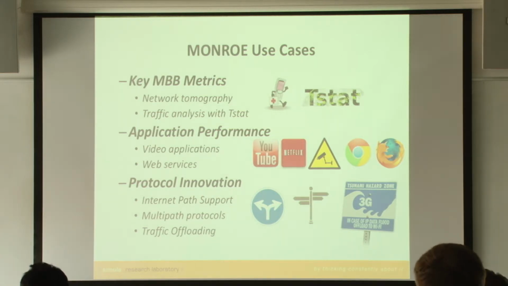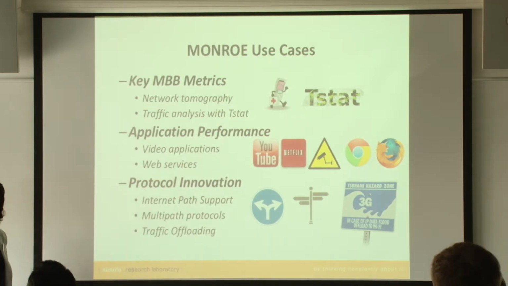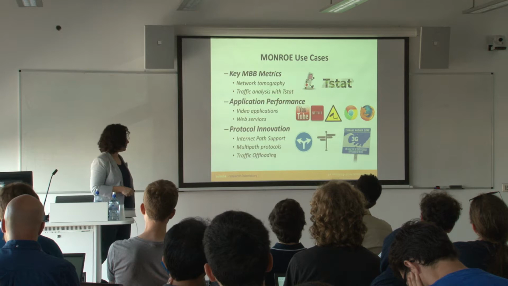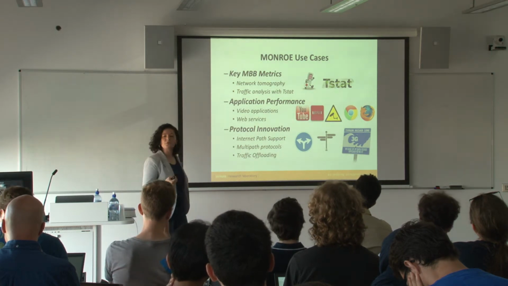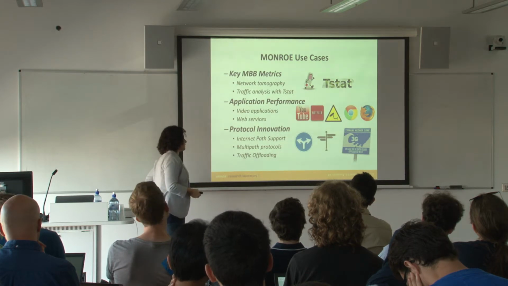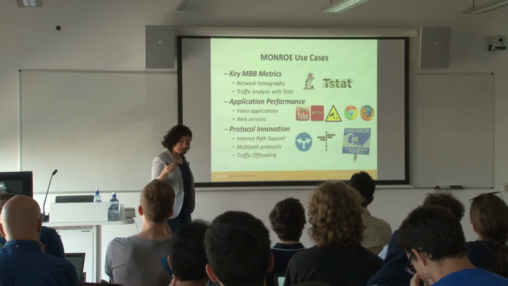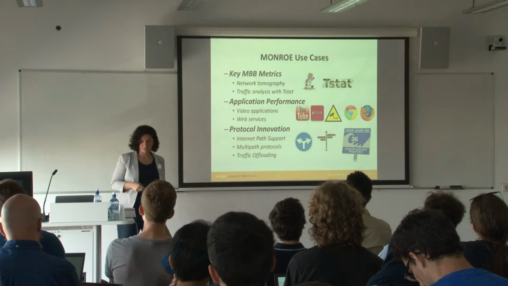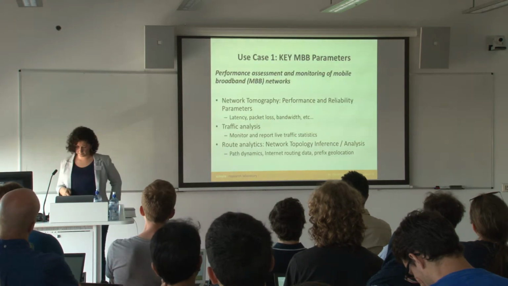And then there is protocol innovation, whether the internet path supports a certain protocol, which is much more difficult in mobile due to the middleboxes and all the different things the operators deploy. We are interested in multipath protocols due to the multi-homing. It is one of the advantages, so we can do that. And since we have Wi-Fi and mobile, we can also maybe do something on traffic offloading.